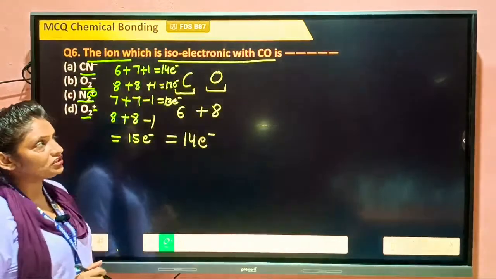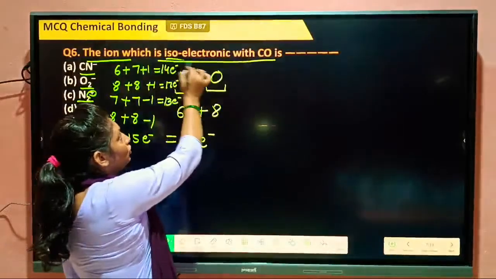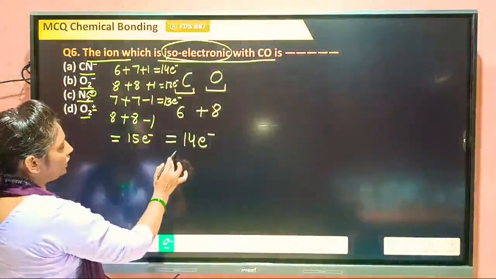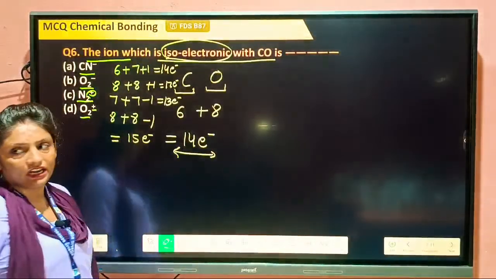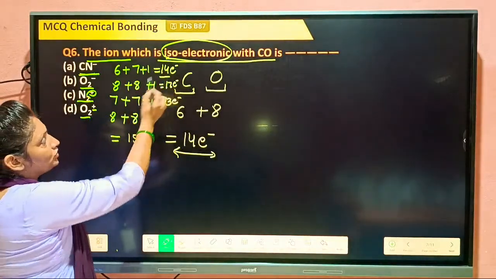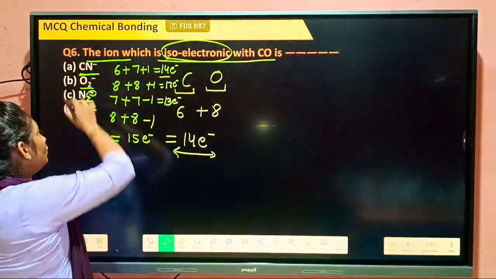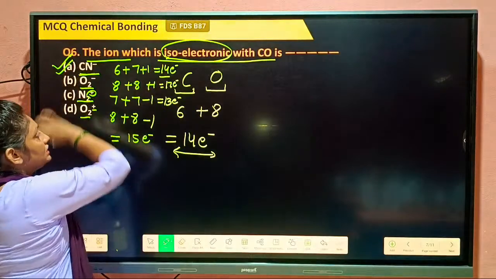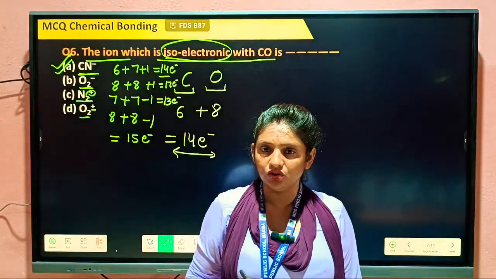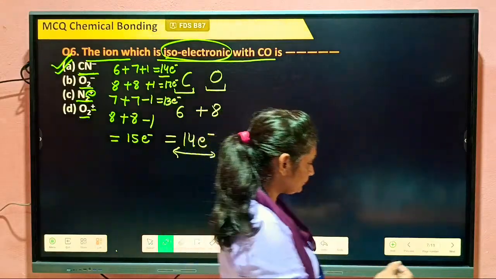So which one is isoelectronic? It means same number of electrons. So which species is isoelectronic? In CO there are 14 electrons, and CN negative also has 14 electrons. So option A is the correct option for this question. Is it clear to you or not? Yes.